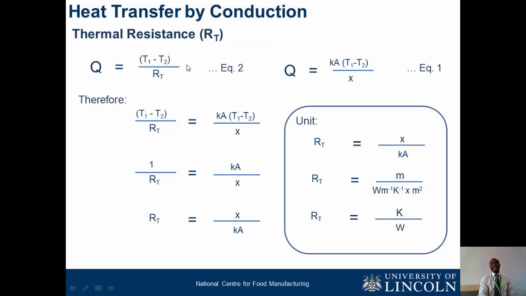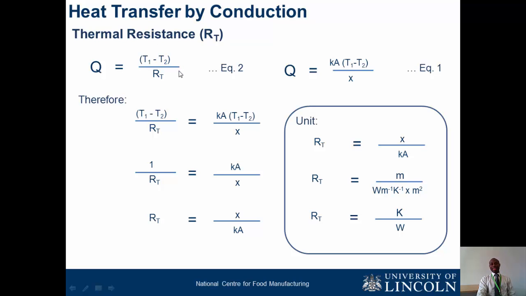And if you go in here, you can see that our RT is going to be the change in temperature over Q. Now if you cross multiply, we take RT up. Can you see this? We take RT up. So the change in temperature, K, over Q will be RT, which means K over W will be the unit of RT. So that's another way of deriving the unit from the original equation for Q from equation 2.